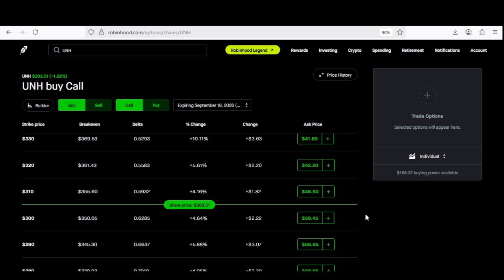Now, let's go ahead. I'm going to show you how to make consistent income. Now that you have the LEAPS option in your portfolio, you're going to use that as collateral. We're going to be using the collateral in order to sell covered calls. And this is where I'm going to show you how to zero out your risk.